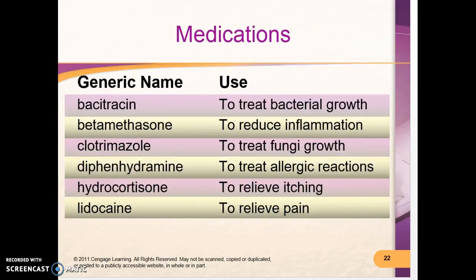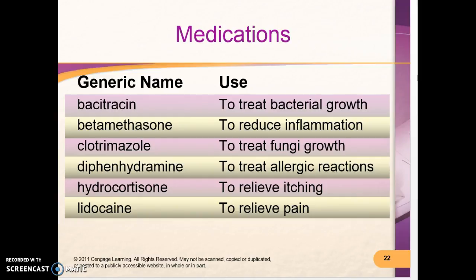Some of the medications that you're going to see frequently used on conditions of the skin: bacitracin, that is an antibacterial. It's to treat bacterial growth. Betamethasone is actually used to treat inflammation. Anything you see ending in zone is going to have some sort of anti-inflammatory properties, I should say. Clotrimazole is used to treat fungal growth. Diphenhydramine, you might know that better as Benadryl, and there is both a topical and an oral Benadryl. And so that's used to treat allergic reactions.